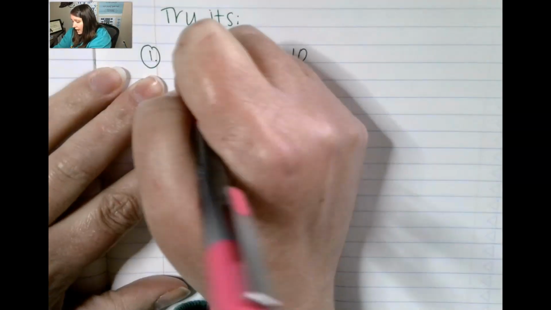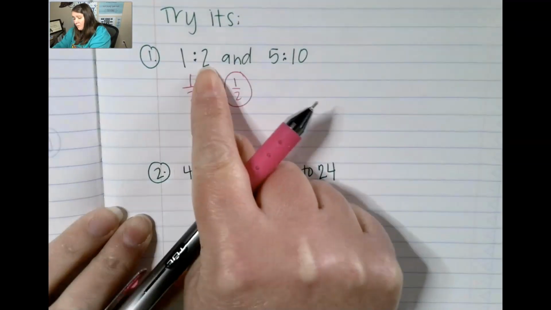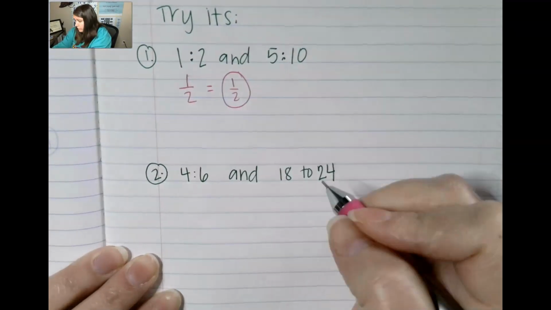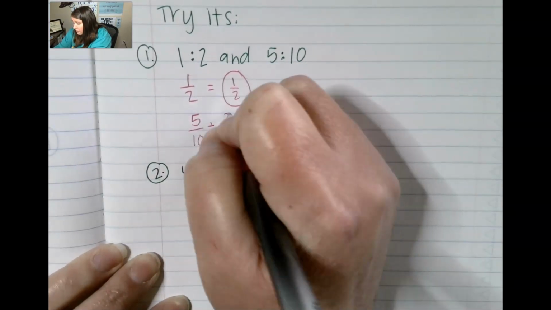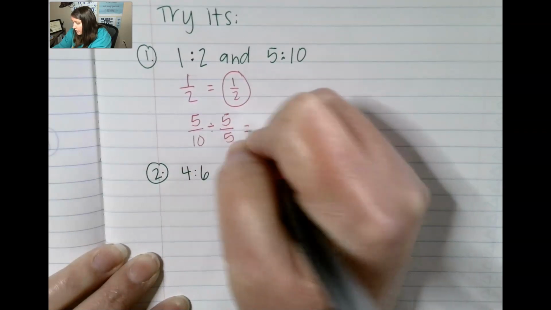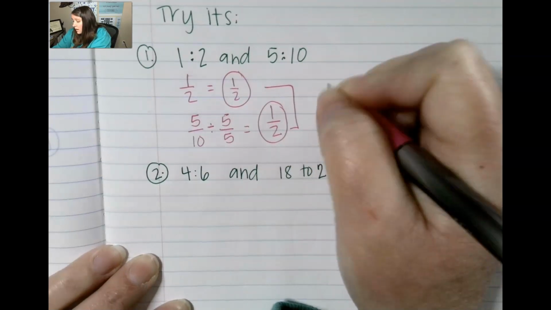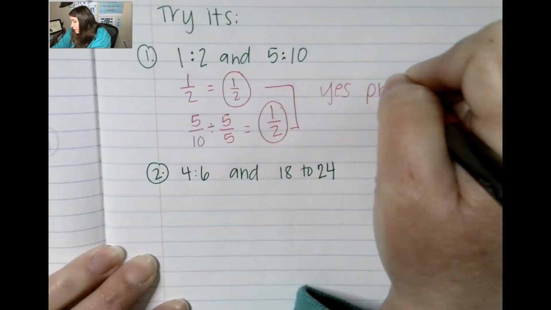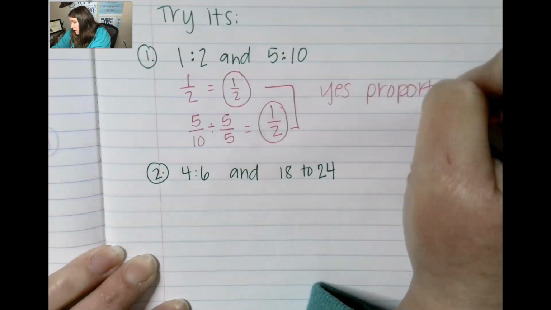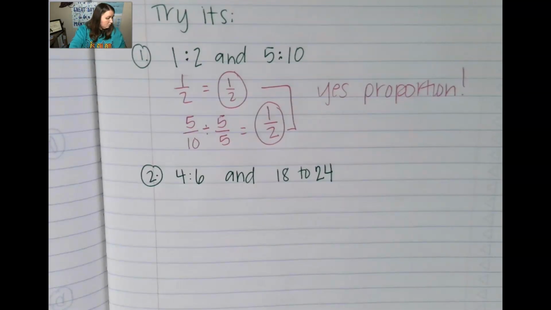So first of all, 1/2 is equal to 1/2. That is the value. That one's done. It can't be simplified anymore. 5 over 10 though, we can divide by 5 over 5, and that equals 1/2. So the value of these two is 1/2. So yes, these are a proportion. These ones are a proportion because they are equivalent. Their values are equal.